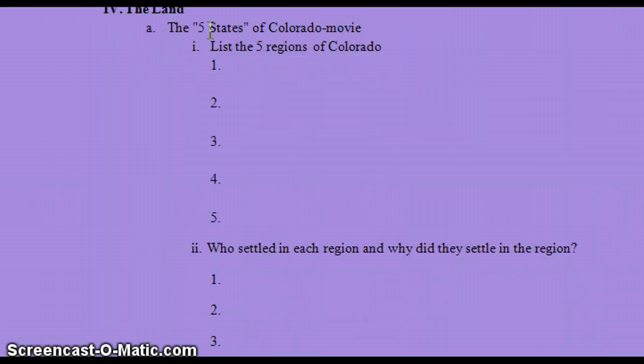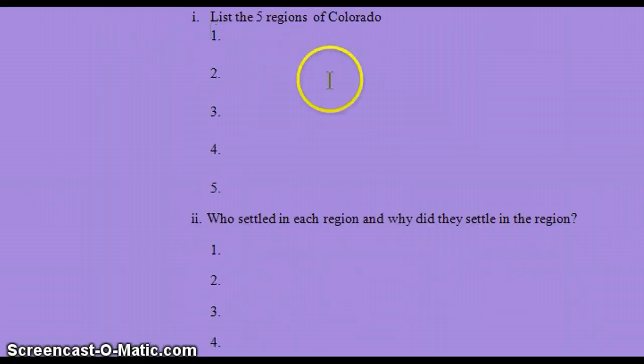The second part, after you list the 5 regions of Colorado that I want you to focus on, is who settled in each of those 5 regions and why did they settle in the region? What were they looking for? What did they find? What sort of belief systems did they have when they settled there? Maybe even, what do they look like now as a result of who settled there?